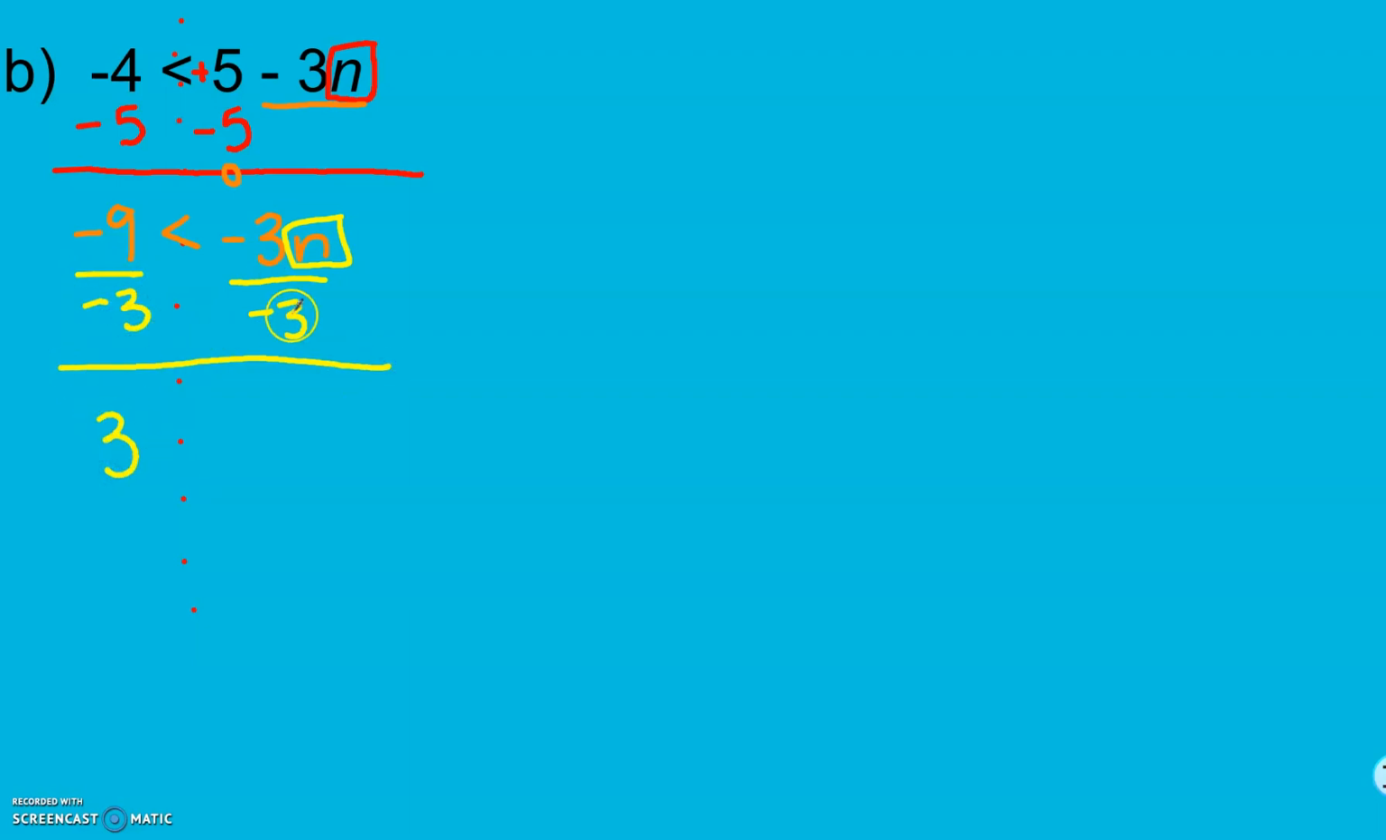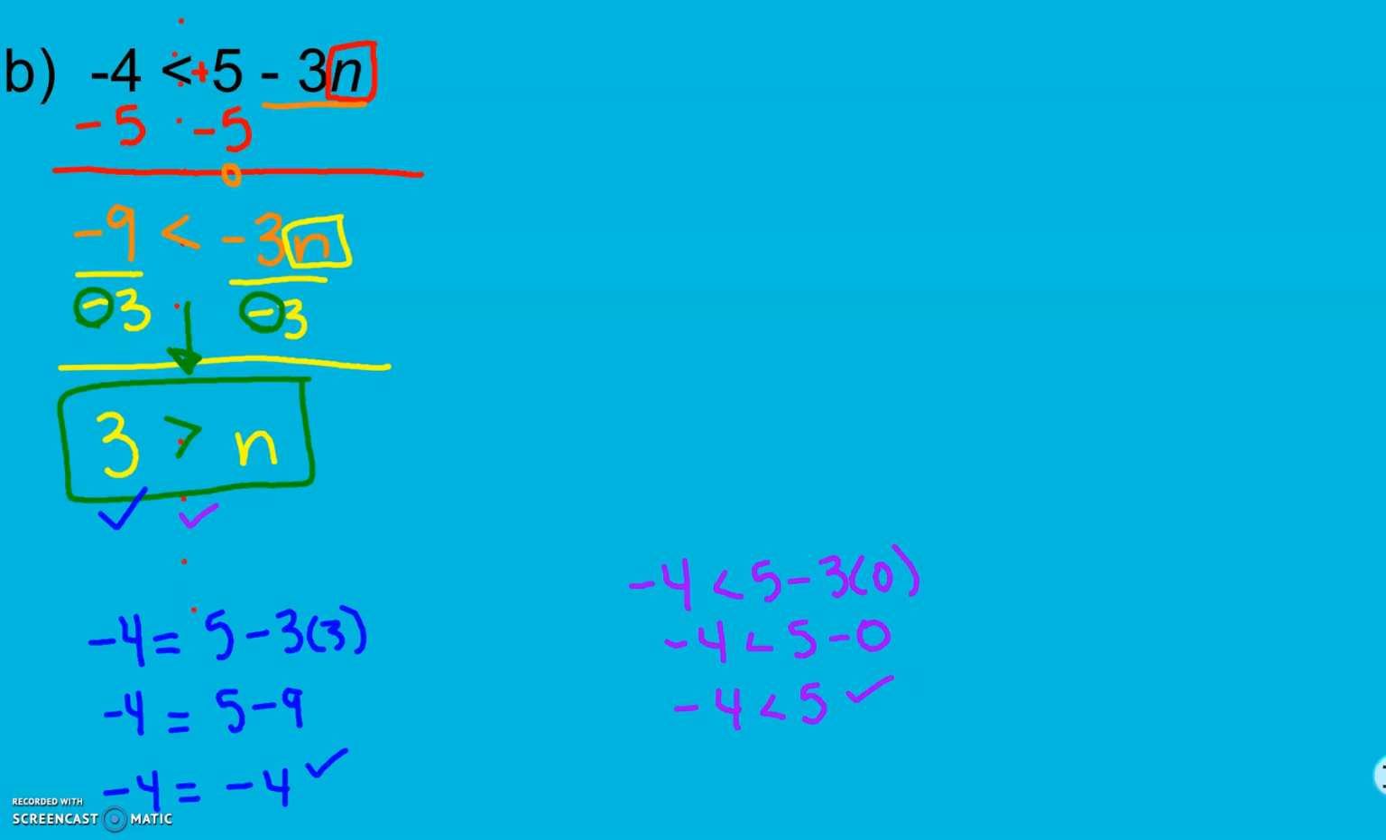-3 divided by 3 is 1 times n, which is n. Because I divided by a negative number, I have to flip my inequality. So I have 3 is greater than n. Here I checked our boundary point by plugging in 3 for n. Both sides should be equal there. That's true. And then I checked my inequality by picking a number that makes this true.